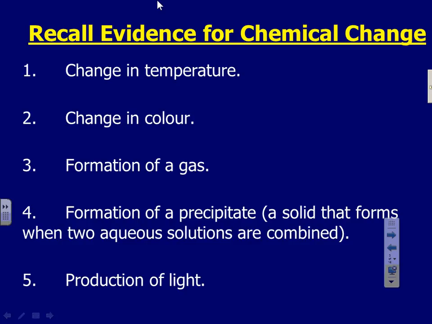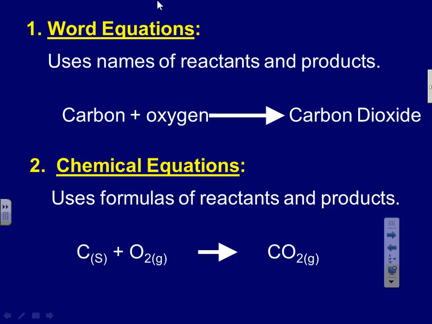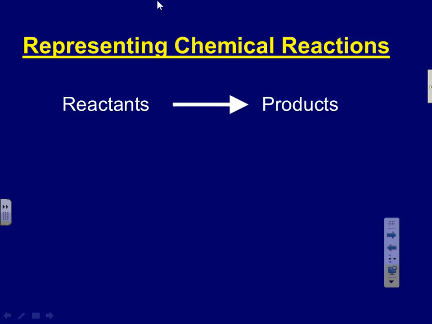Okay, so now that we've recalled how we identify whether a chemical reaction takes place or not, we are next going to talk about how we express that chemical reaction, and that is using something called a chemical equation. All right, again, I'm looking at various people writing on various things. So representing chemical reactions.